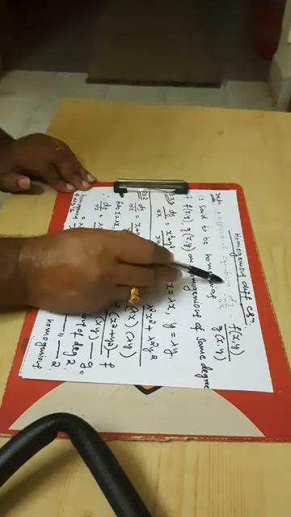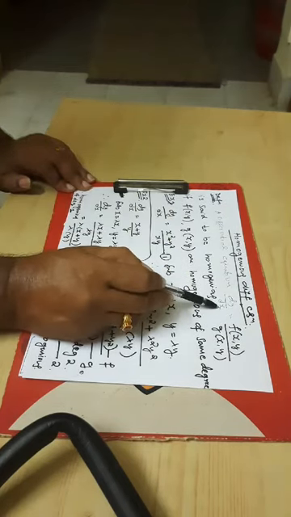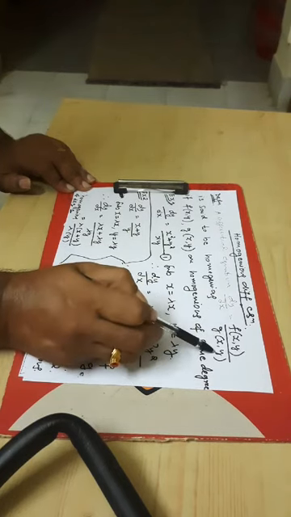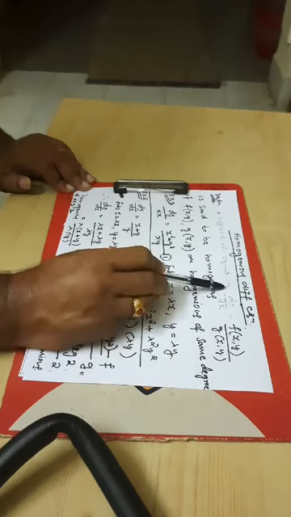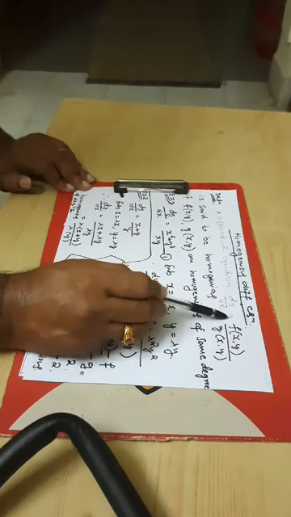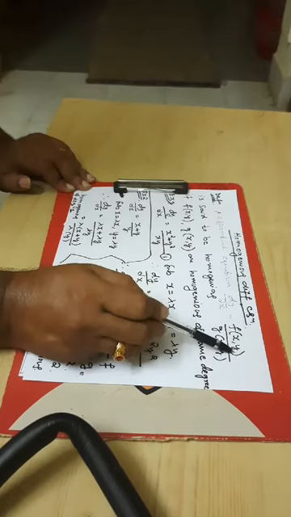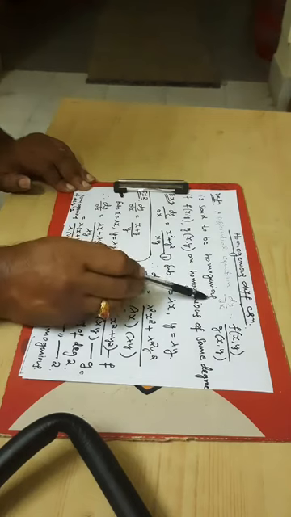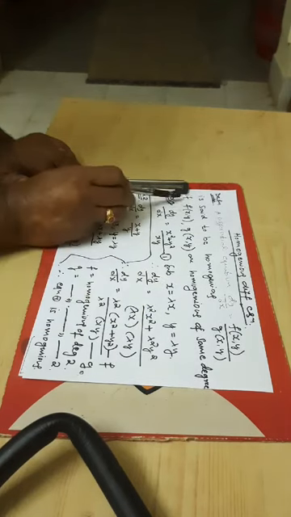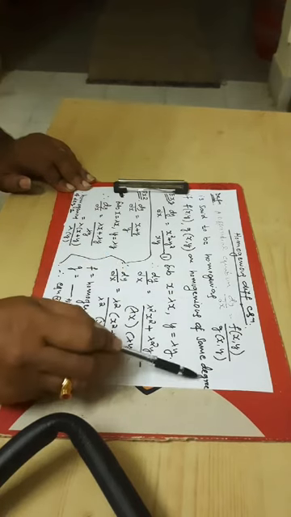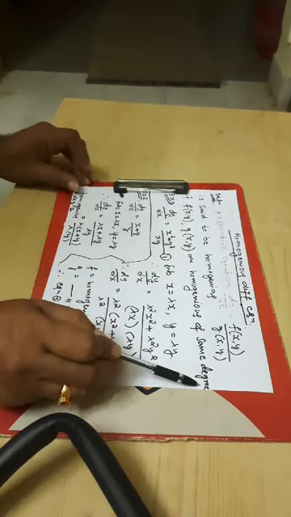A differential equation of the form dy by dx is equal to f of x y divided by g of x y is said to be homogeneous if f of x y and g of x y are homogeneous of the same degree.